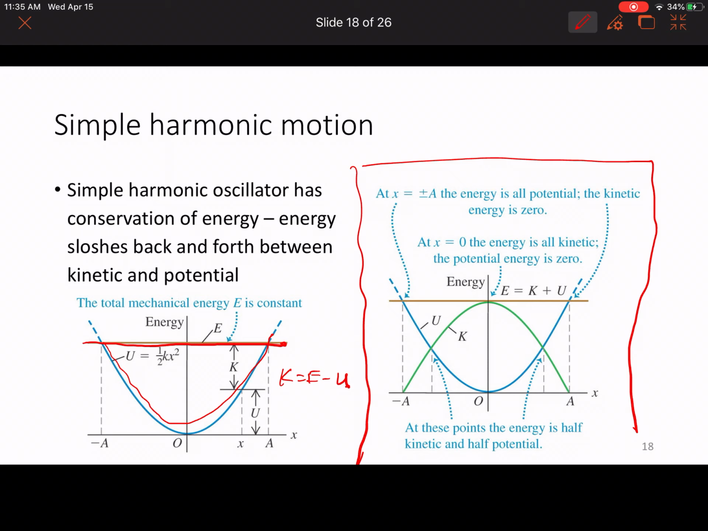And basically, as it goes back and forth between the maximum amplitude, where my kinetic energy is 0, and the negative amplitude, where my kinetic energy is also 0, you see that kinetic energy increases for a little bit, while potential energy goes down, and then vice versa. All right, so you can see that directly on this graph.